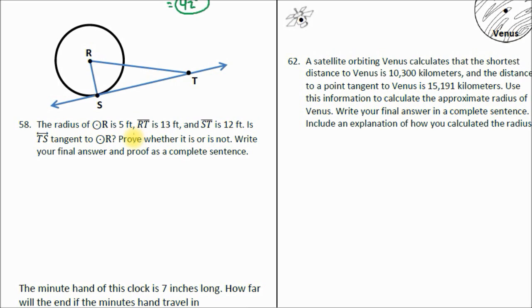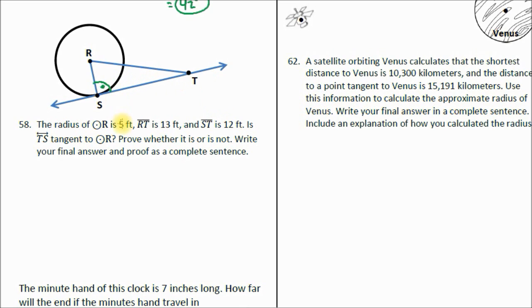Well, we know, class, that if line ST is tangent to circle R, then it better make a right angle right here. This has to be a right angle. If it is, then we know that line TS is tangent, because a tangent and a radius, which touch at this point right here, will make a right angle. If it's not a right angle, then we know that line ST is not tangent.